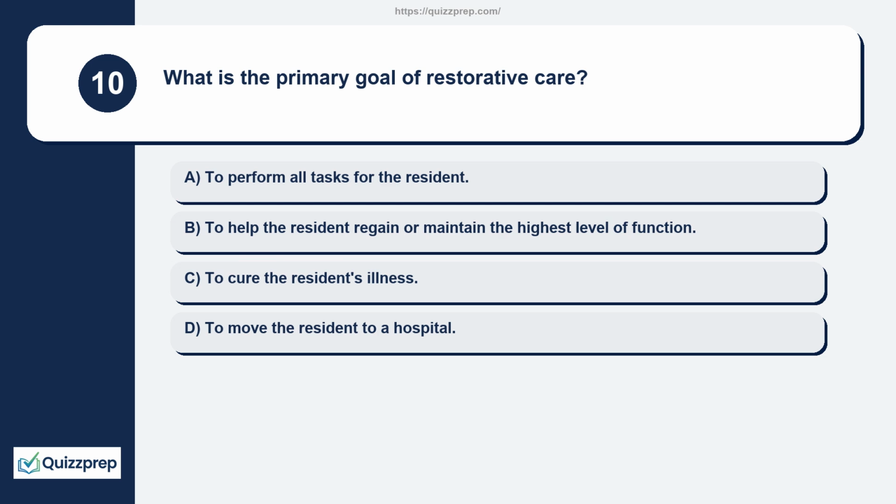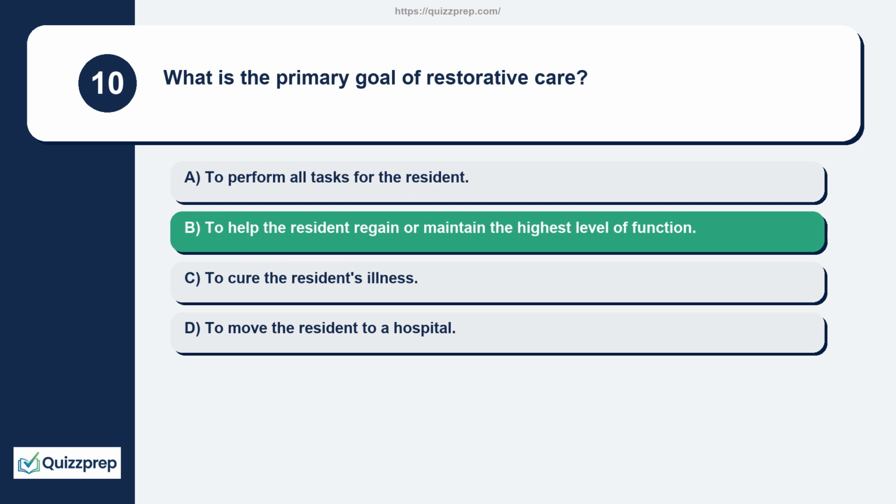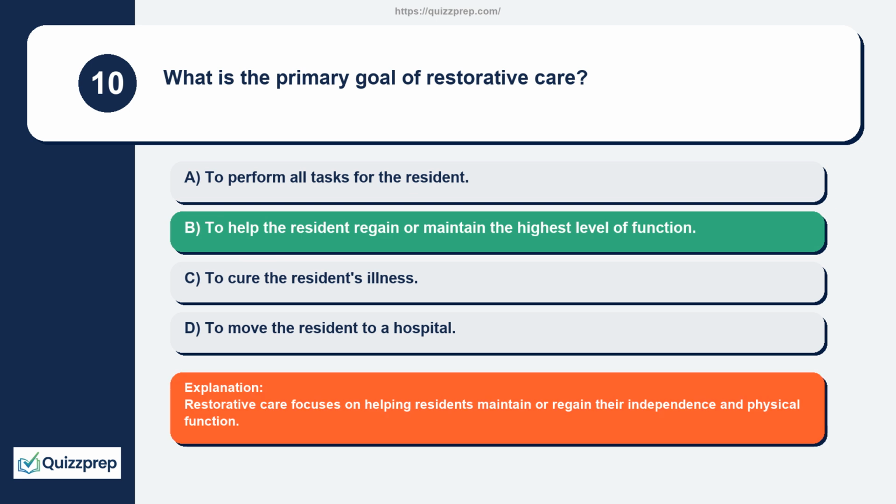Question 10. What is the primary goal of restorative care? To perform all tasks for the resident. To help the resident regain or maintain the highest level of function. To cure the resident's illness. To move the resident to a hospital. Restorative care focuses on helping residents maintain or regain their independence and physical function.